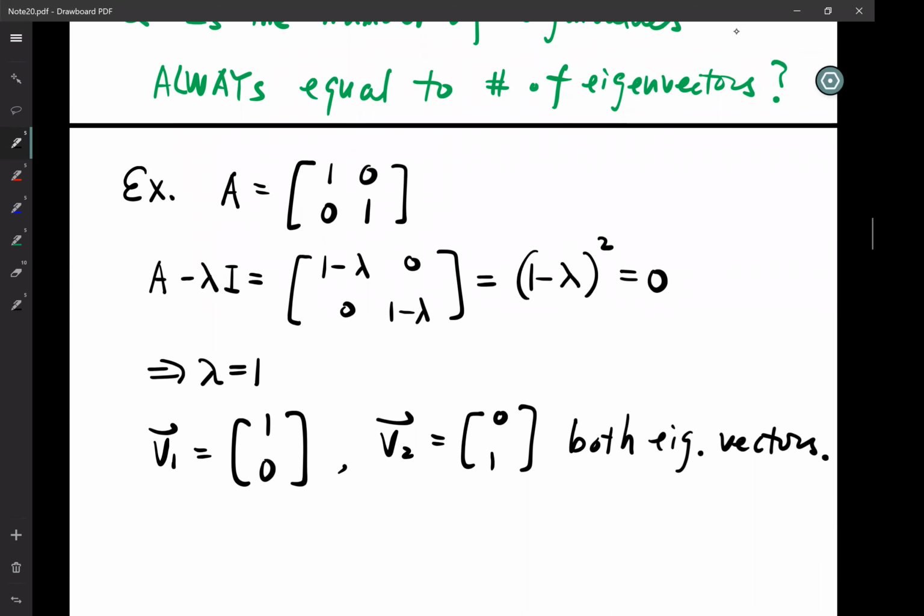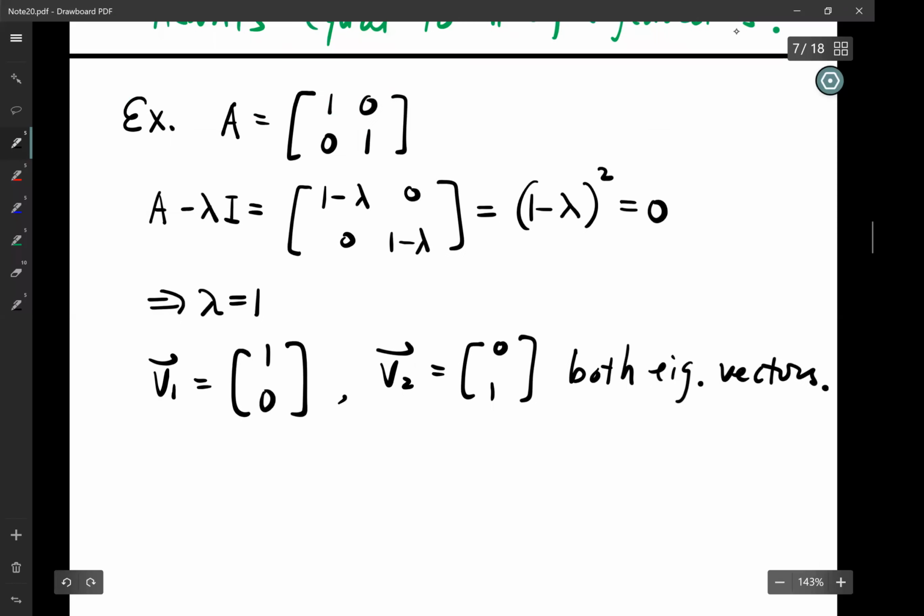So, well, you might say that it's a bit unfair because lambda equal to 1 does not just mean that there is only one eigenvalue, right? I mean, you can also count multiplicity.